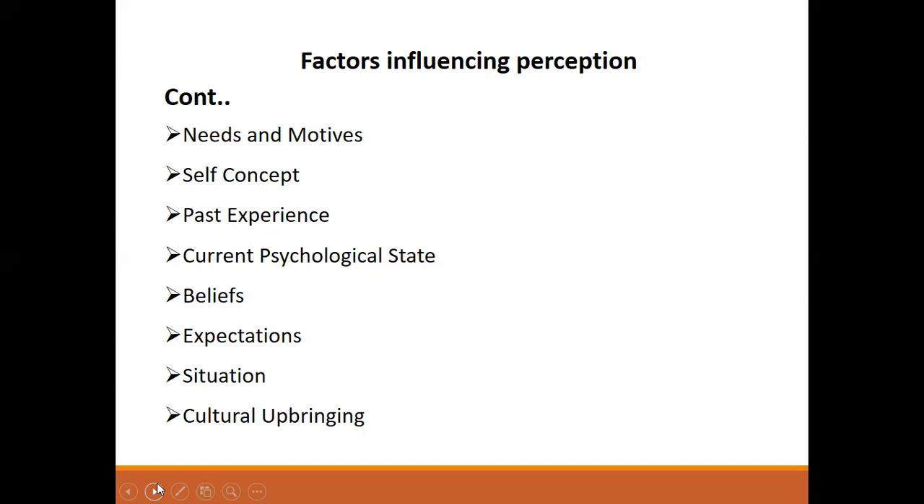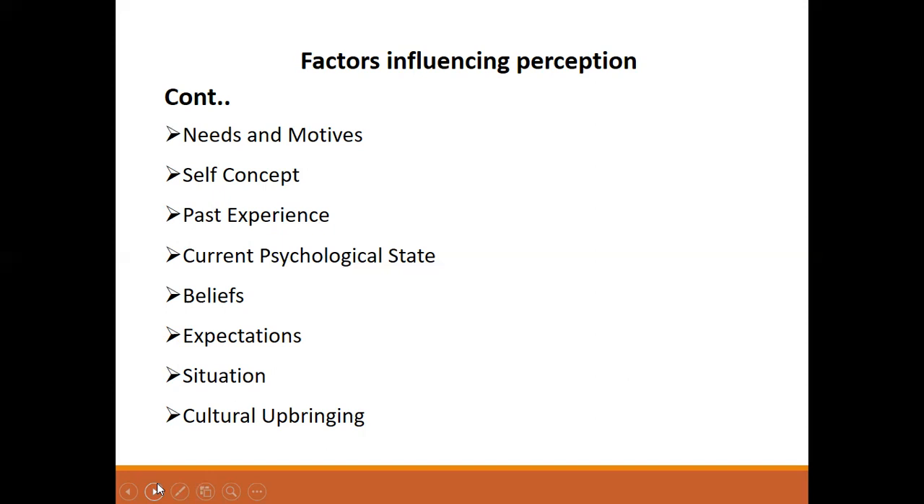Next one, that is expectations. Expectations affect the perception of a person. Expectations are related to the state of anticipation of particular behavior from a person. A teacher will expect some kind of behavior from a student. Likewise, a technical manager will expect non-technical people to behave in some manner, and he treats them as ignorant about the technical features of the product. That is the expectation. Then situation.